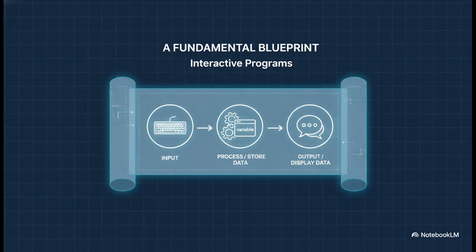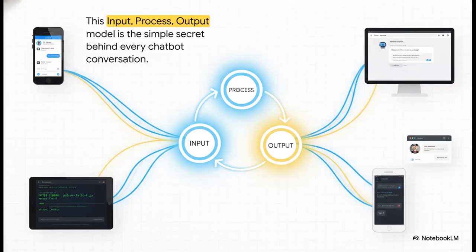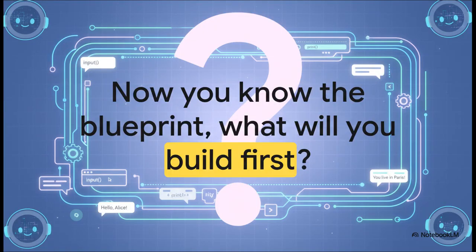What we've just walked through is pretty much the fundamental blueprint for any interactive program. It's simple. 1, get input. 2, store it. 3, show some output. And that simple pattern, that's the core logic behind every single chatbot you've ever used. So now that you know the blueprint, what's the first conversation you're going to build?